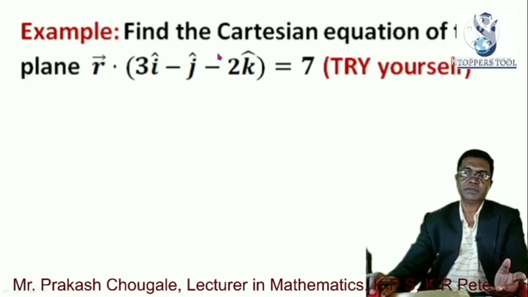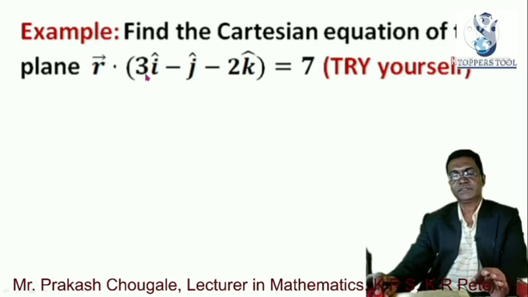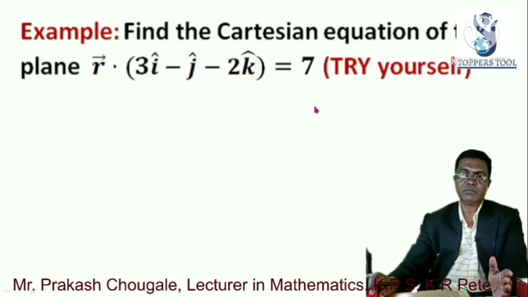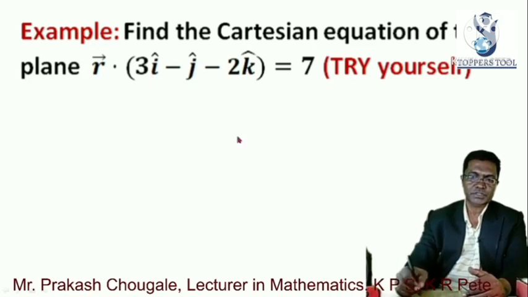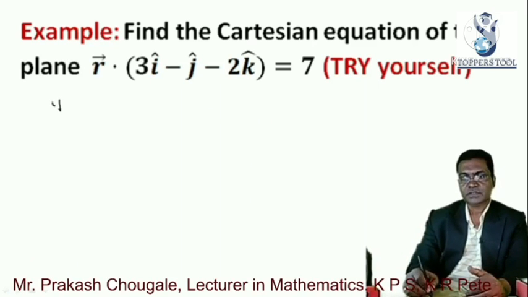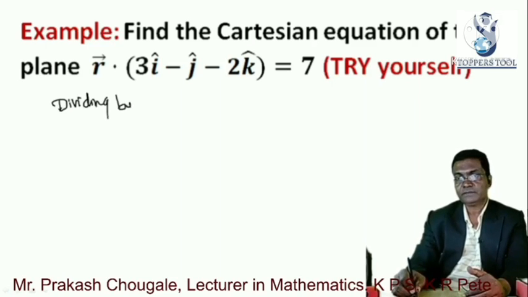So this is one more example. Find the Cartesian equation of the plane. As I said earlier, the answer is 3x minus y minus 2z is equal to 7, if it is for 1 mark. If it is for 2 marks, then what do you have to do? Divide throughout by the magnitude of this normal vector. I will show you.